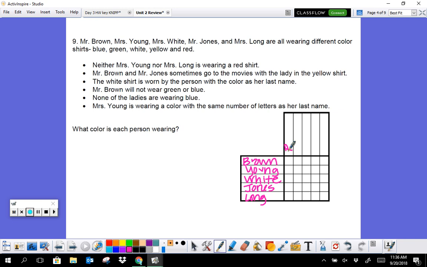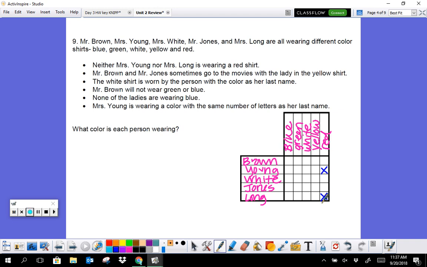So they're wearing blue, green, white, yellow, and red. I'm going to use these different clues to figure out what color each person is wearing. So neither Mrs. Young nor Mrs. Long is wearing red. So Mrs. Young is not wearing red, so I'm going to put an X there, and Mrs. Long is not wearing red. I'm going to put an X there.